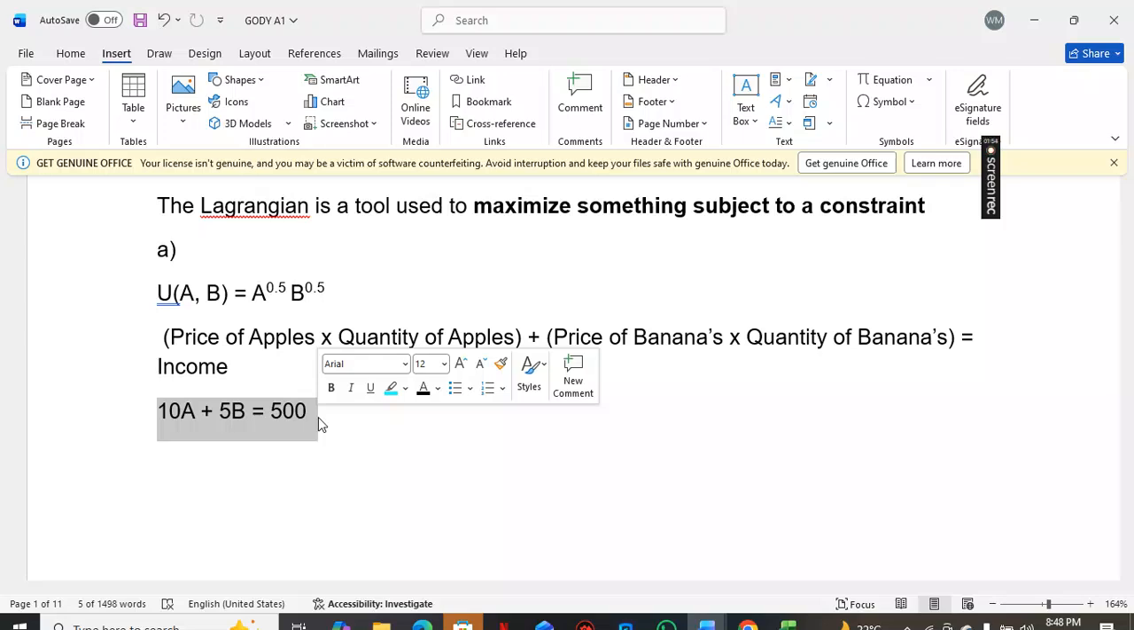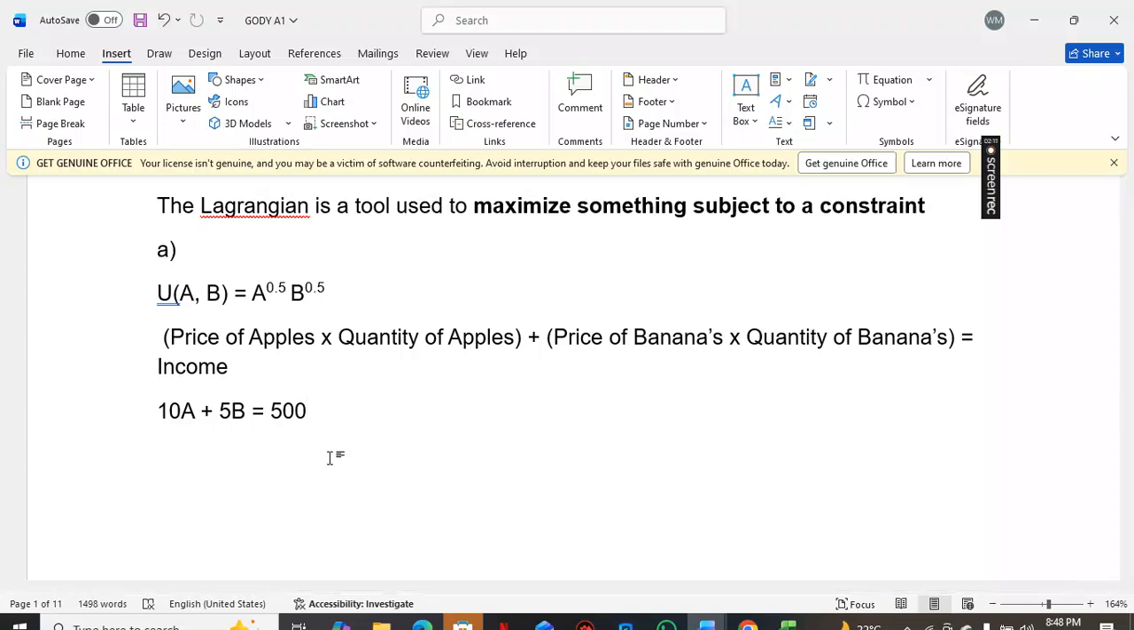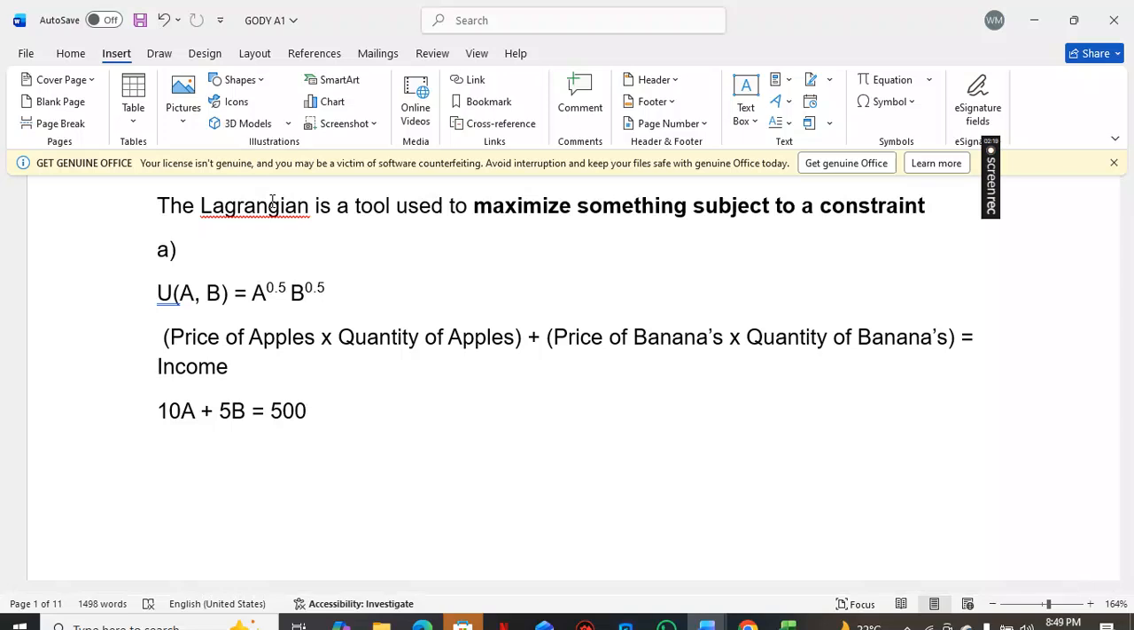These kinds of questions are also done on a step-by-step basis. Step 1, your utility function will already be given to you. Step 2, get your budget constraint equation. Once you have these two, you can set up your Lagrangian function. As I said, this Lagrangian function is just, you're trying to maximize something when you have limits or constraints. Here our limit is our income, the 500 kwacha. So we're trying to maximize our satisfaction.